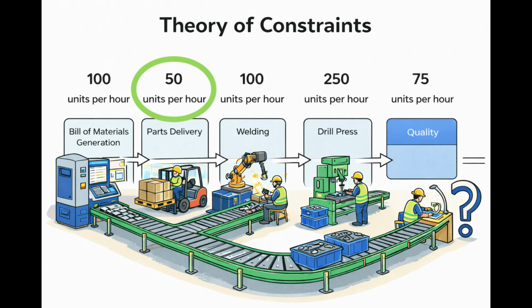You could double the speeds of station 1, 3, 4, and you'd spend a lot of time and money, but your output is still 50 units.